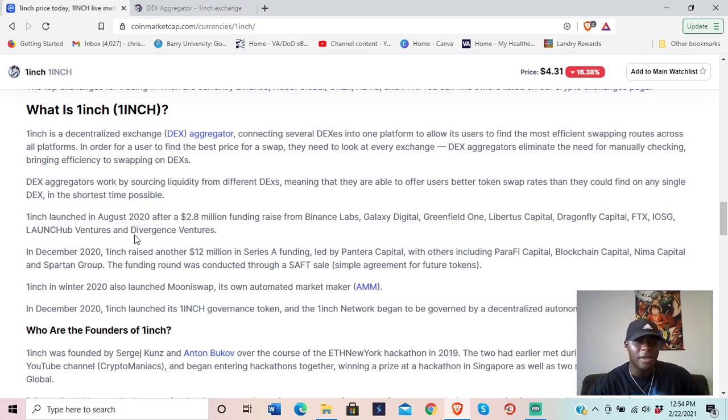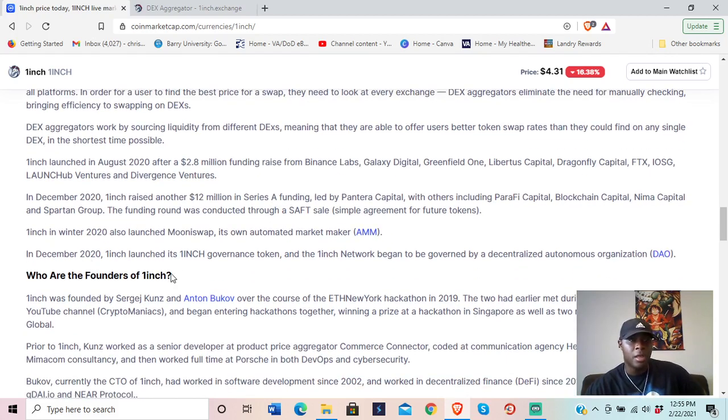1inch launched in August 2020 after a 2.8 million funding raise from Binance Labs, Galaxy Digital, Greenfield One, Libertas Capital, Dragonfly Capital, FTX, Lunar Ventures. Okay. In December 2020, 1inch raised another 12 million. Okay. In December 2020, 1inch launched its 1inch governance token, and the 1inch network began to be governed by a decentralized autonomous organization, or the DAO. All right.